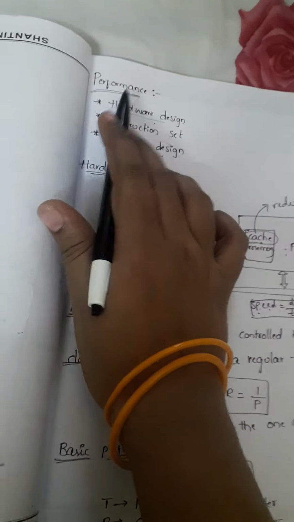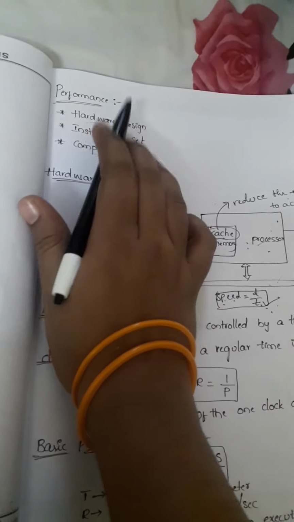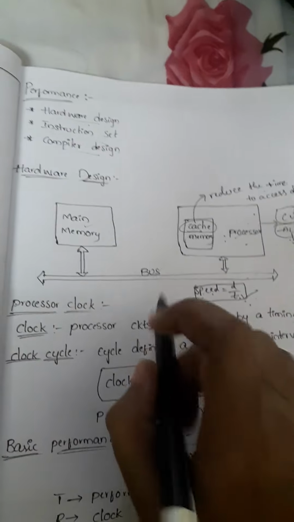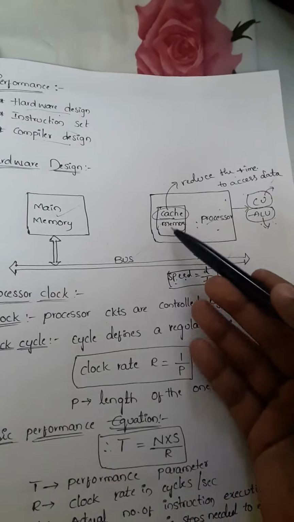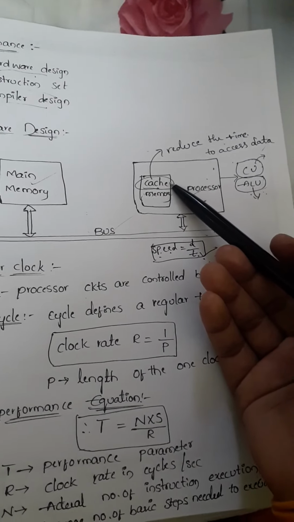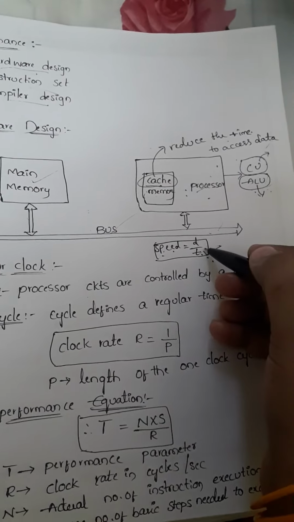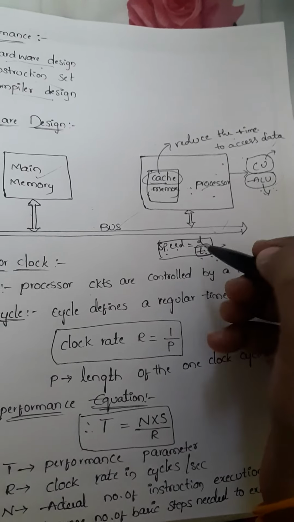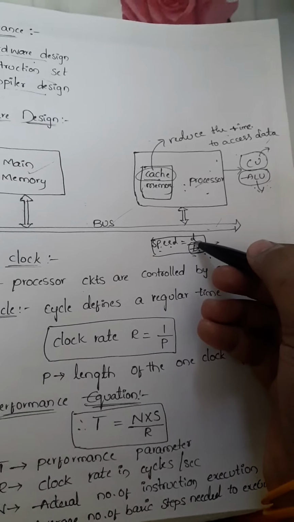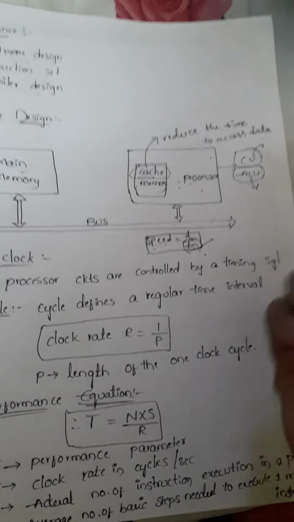What is our aim here? To achieve better performance, right? So for that we are using these factors. In the hardware design, with the help of cache memory, we are getting high performance. Here we are using time. What is the time rate we are calculating? How much time we are using here? Now we will calculate that.